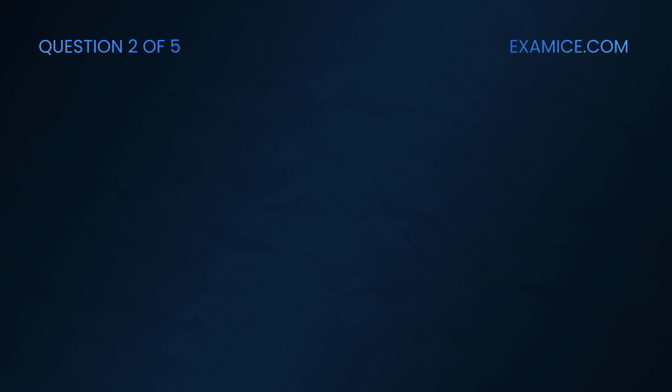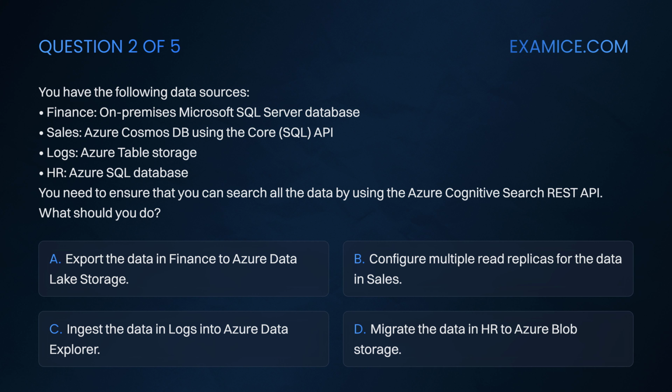Question 2. You have the following data sources: finance, on-premises, Microsoft SQL Server Database; sales, Azure Cosmos DB using the core API; logs, Azure Table Storage; HR, Azure SQL Database. You need to ensure that you can search all the data by using the Azure Cognitive Search REST API. What should you do?